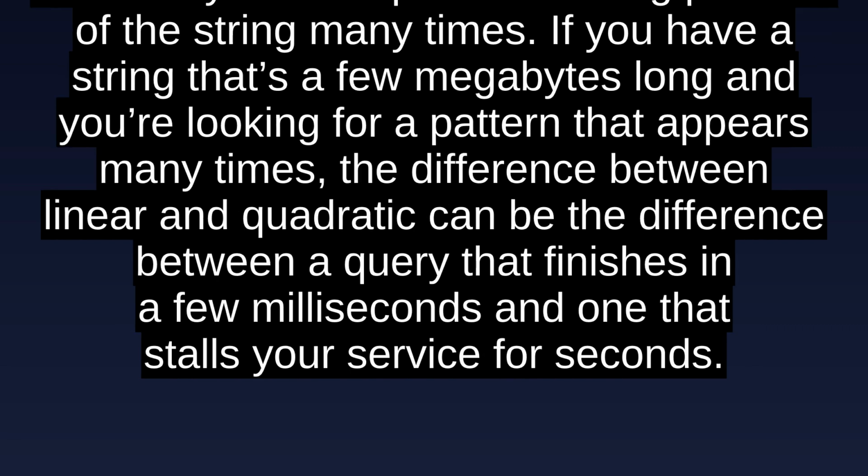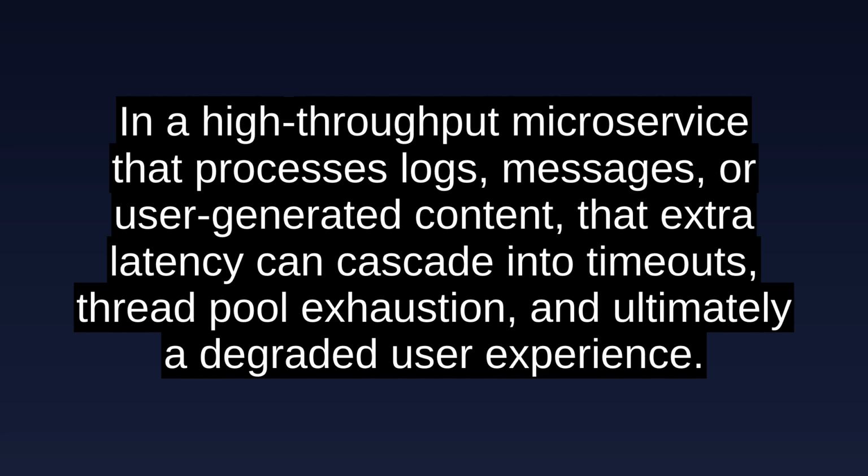In algorithmic terms, linear time is O(N). You scan each character once and you're done. Quadratic time, O(N times M), is far slower because you end up re-examining portions of the string many times. If you have a string that's a few megabytes long and you're looking for a pattern that appears many times, the difference between linear and quadratic can be the difference between a query that finishes in a few milliseconds and one that stalls your service for seconds. In a high-throughput microservice that processes logs, messages, or user-generated content, that extra latency can cascade into timeouts, thread pool exhaustion, and ultimately a degraded user experience.